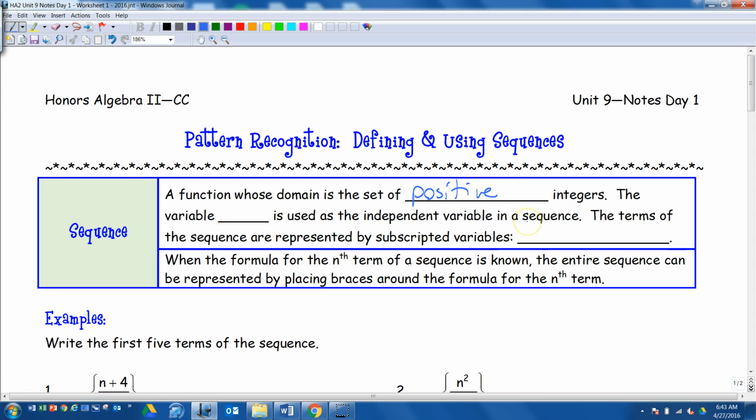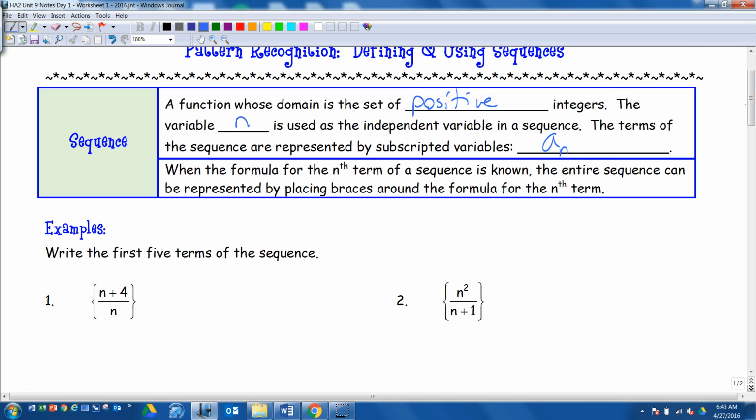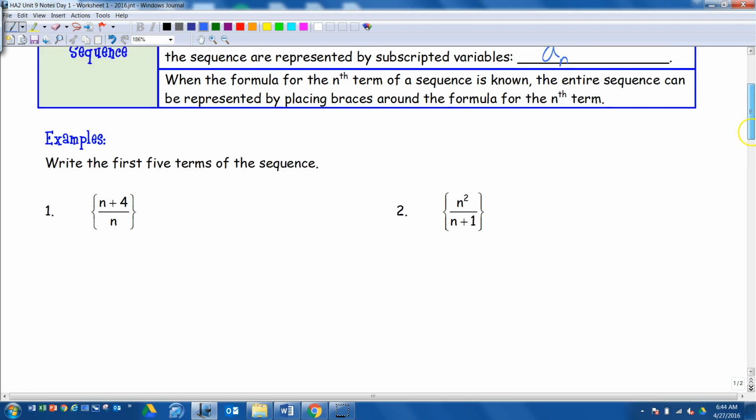So our inputs are going to start at 1. The variable n is used as the independent variable in a sequence. The terms of the sequence are represented by the subscripted variables a sub n. So for instance, if I want to know the first term, I would call that a sub 1, the second term a sub 2. When the formula for the nth term of a sequence is known, the entire sequence can be written or replaced by placing braces around the formula for the nth term. You could also write a sub n equals.